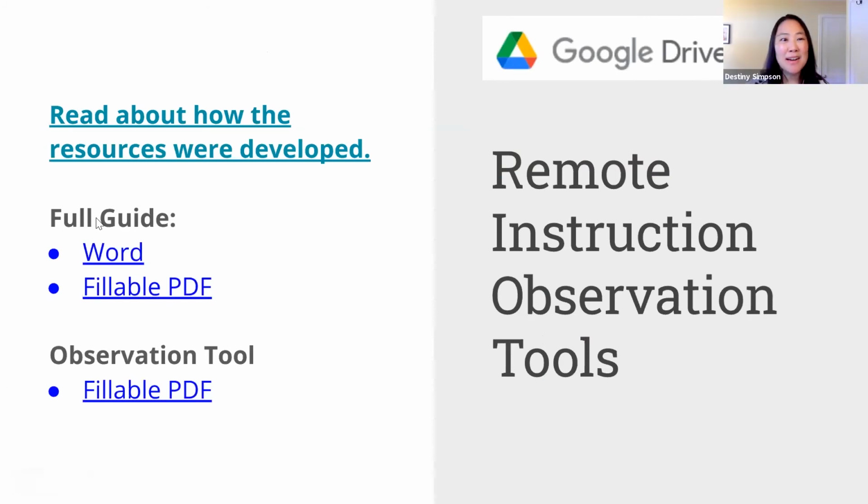So Amy wrote a blog article that tells us a little bit about how the resources were developed. And I'm going to put that link in the chat because it has links to all the different formats of this observation tool. From her blog article, you'll be able to download the Word version, which allows you to fully edit the observation tool and the reflection questions as you see fit. There's a fillable PDF, which is an easy way to fill it out if you're doing it electronically. And then we also have just the observation tool as a fillable PDF. So you'll be able to download all of these documents from the blog article in the link that I just shared via the chat.